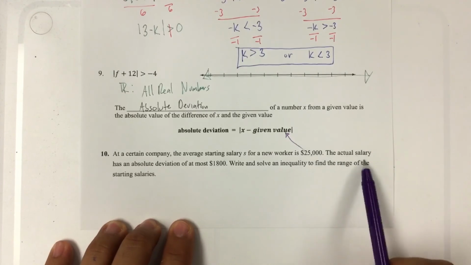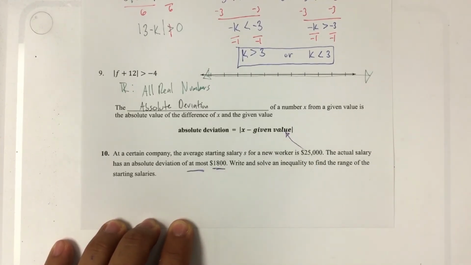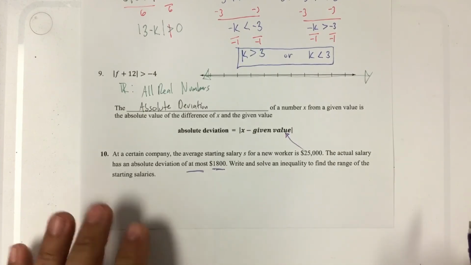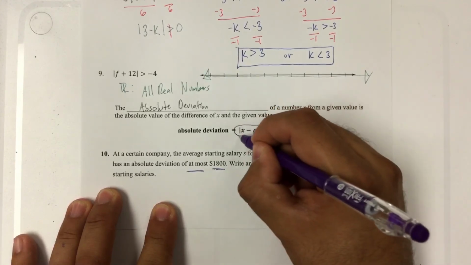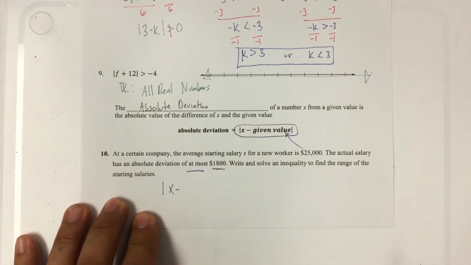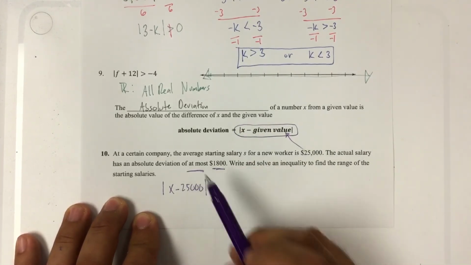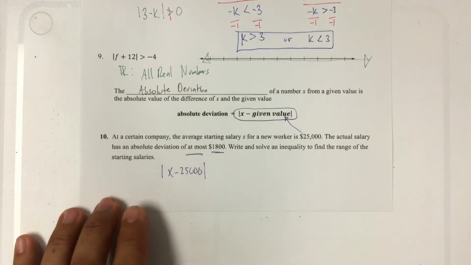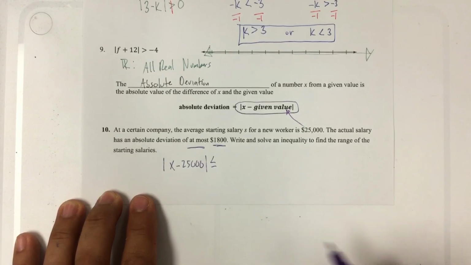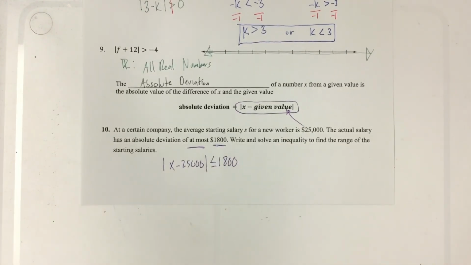All right, the actual salary has an absolute deviation of at most $1,800. Write and solve an inequality to find the range of the starting salaries. So this is the formula they give me: the absolute value of x minus, what was the given value? 25,000. At most: what inequality sign is that? Less than or equal to, and what is it less than or equal to? 1,800. All right, so that's the inequality you'd have to come up with.